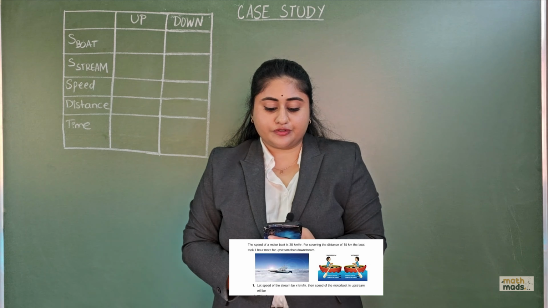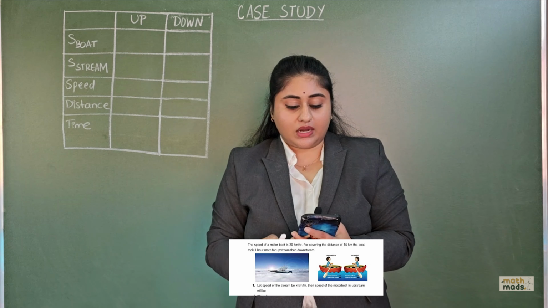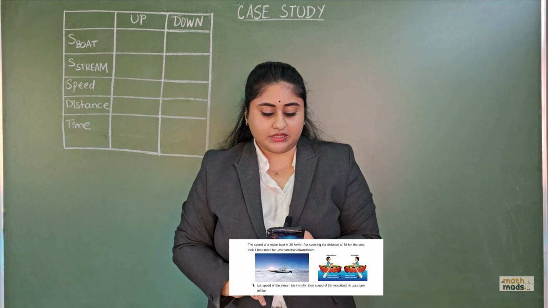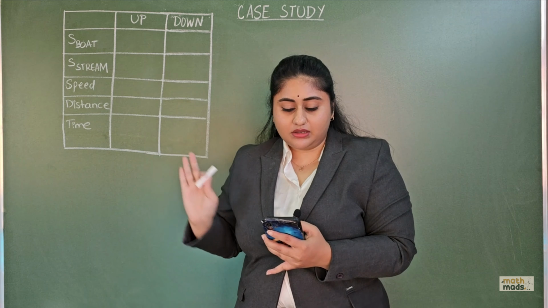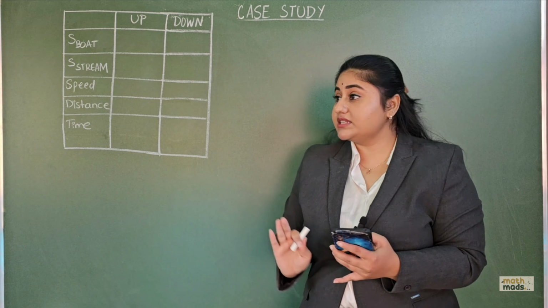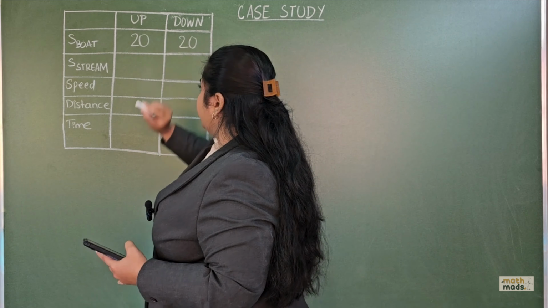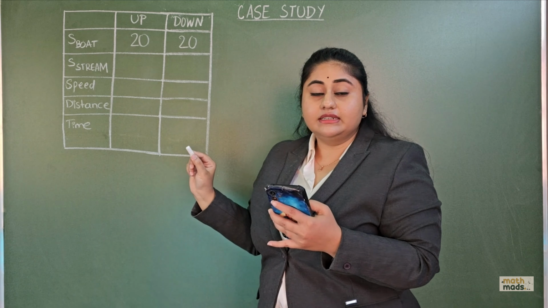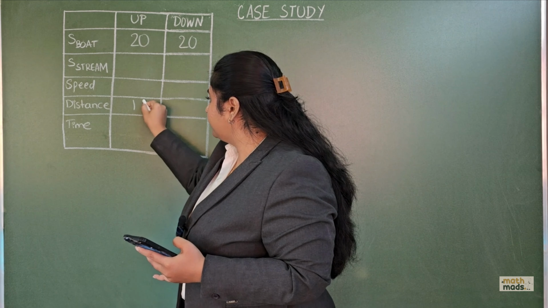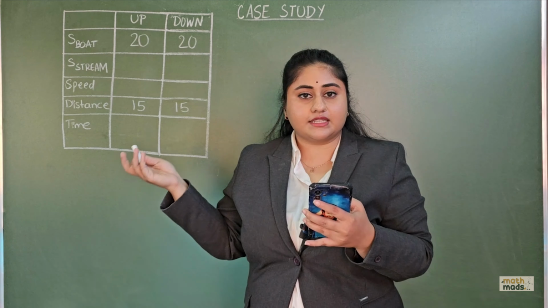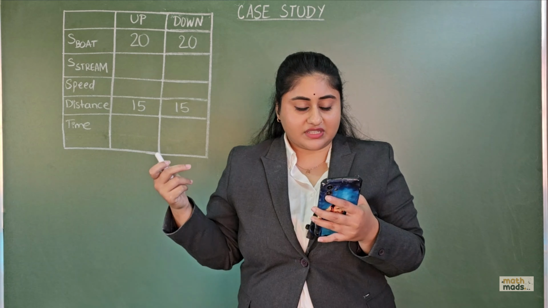For covering the distance of 15 km, the boat took 1 hour more for upstream than downstream. This is the given information, so let's fill up the table. We know the speed of the motorboat is 20 km per hour, so 20 km per hour and 20 km per hour. And they've told that the distance is 15 kilometers, so 15 kilometers and 15 kilometers. Let's see how to fill the rest of the information by looking at the first question.